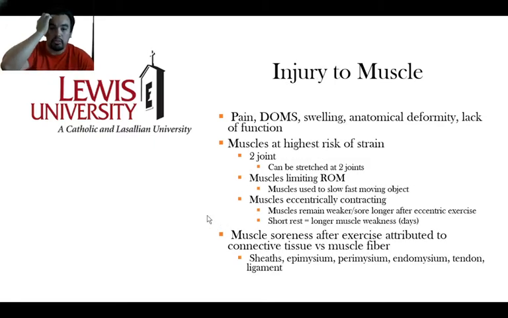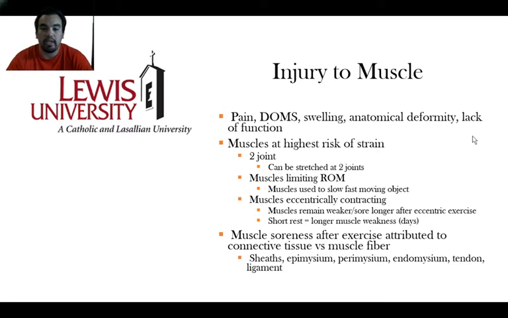So then lastly, we're going to close up by talking about injuries to muscle. A lot of times an injury to muscle is defined as either pain, DOMS, which is delayed onset muscle soreness, swelling, anatomical deformity, so I could rip my muscle and then I have a divot in my arm, or I avulse the tendon from the bone and it rolls up in my arm or my quad, or I get a lack of muscle function.